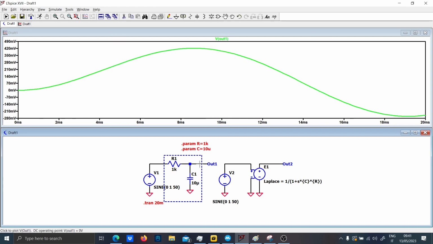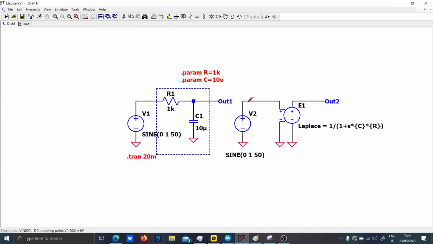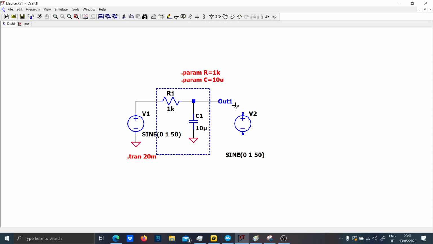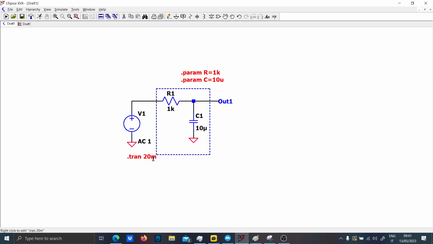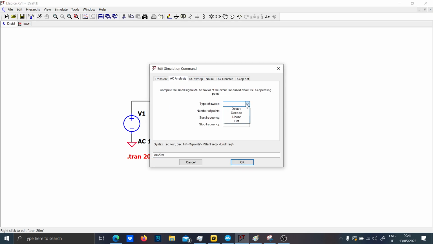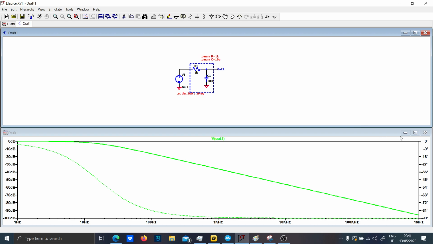Do you have to do this every time to check the Laplace transformation? The answer is no. We can cut off this guy. You have just to insert basically a voltage here, and instead of performing the DC analysis, you perform the AC analysis, and just write type of sweep decade, 100 points per decade, 1 Hz and 1 megahertz. And as you can see, this is the ideal response of the low-pass filter.